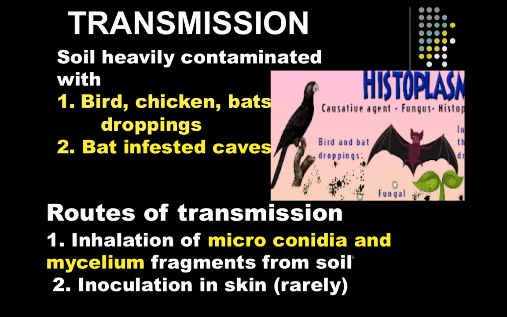Coming to its modes of transmission and the routes of transmission. Transmission is basically by soil which is heavily contaminated either by birds' droppings or by bats' droppings. Now, birds, as I've been telling you, are not infected by this organism. However, bats get infected and they can pass the spores in their excreta. Secondly, people who are working in bat infested caves are also prone to getting this infection of histoplasmosis.